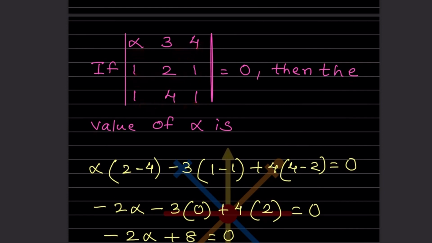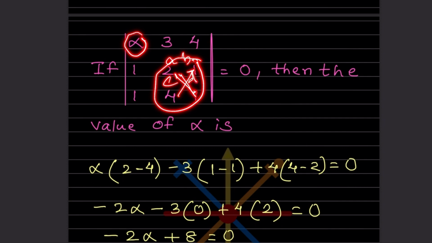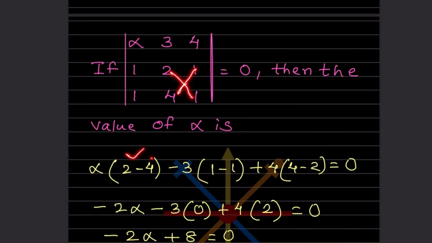then we have to find the value of alpha. So now see here, this is alpha. What do we have to take? We have to consider this one. Here we have to cross multiply. What will be the first cross? Suppose this is A, B, C, D. So AD minus BC. So here it is 2 minus 4.